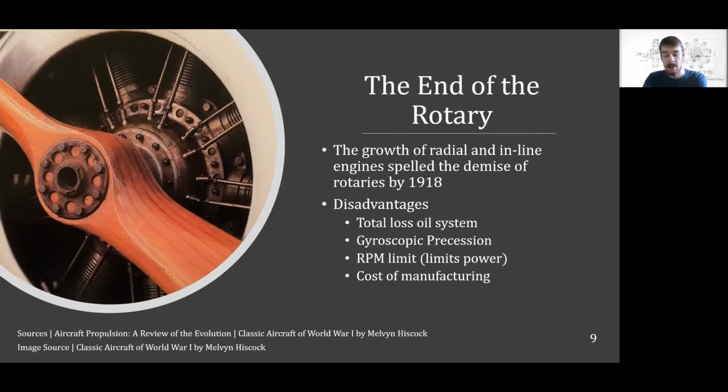Another one is the gyroscopic effects of these rotary engines, which significantly affected the handling of these aircraft. As you can imagine, a large mass of metal spinning at over 1,000 RPM produced quite a significant torque on the airplane, which made turning in one direction extremely easy and turning in the opposite direction quite difficult. It also made for interesting takeoffs and landings. And then there are a few other disadvantages, such as the RPM limit and the cost of manufacturing, which spelled the demise for the rotary.